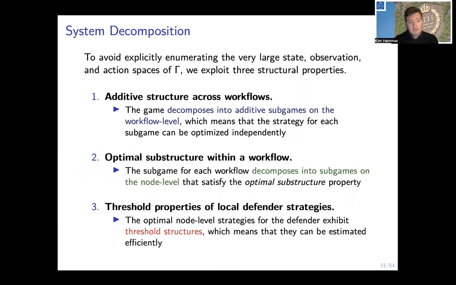And I will do this in 3 steps. First, I will show that the game can be decomposed on the workflow level into a set of additive subgames that we can solve independently and then combine. Then I will show that each of those subgames can also be decomposed on the node level into subproblems that are not independent, but satisfy the optimal substructure property. And finally, once we've done this decomposition, we will see that there exists an efficient algorithm for solving the local problems that utilizes certain threshold structures of the problem.